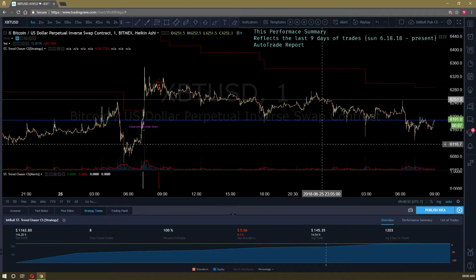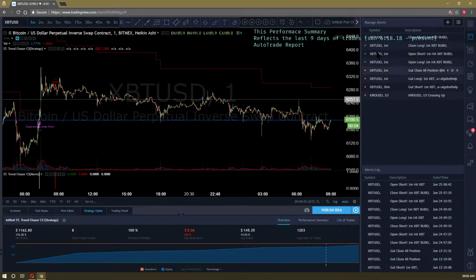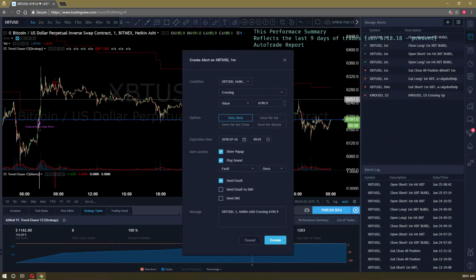Now look, now you get into the alert section. Like I said, I already set these alerts. What you got to do is this: create an alert. Now you can find the trend chaser. So you click that. Now you can open longs, open shorts, close the long, and close the shorts. You're gonna need all 4 of these.